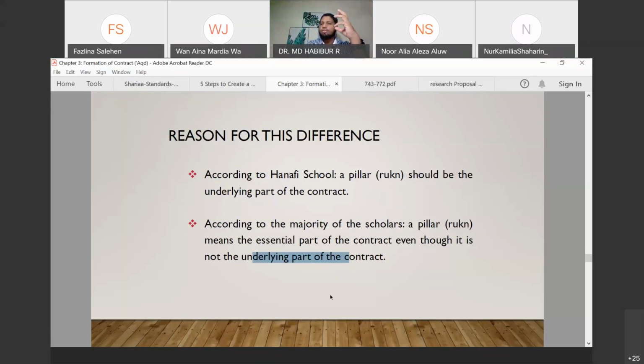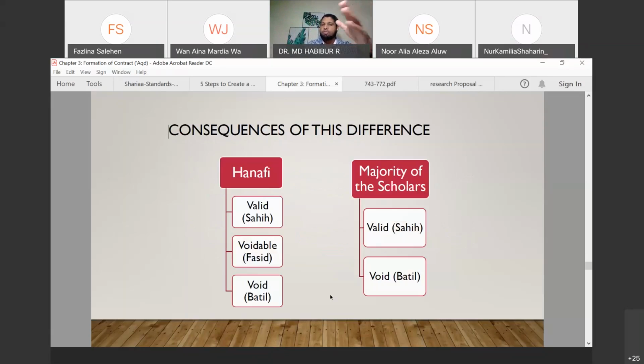Okay. So what is the consequence? The consequence of this difference between Hanafi and the other schools: the Hanafi have three categories of contract: valid, voidable, and void. Sahih, Fasid, and Batil. But the majority have only two: Sahih and Batil. Means the majority say yes or no. Accepted and rejected. There is no middle point. But for Hanafi, yes, no, and in between.